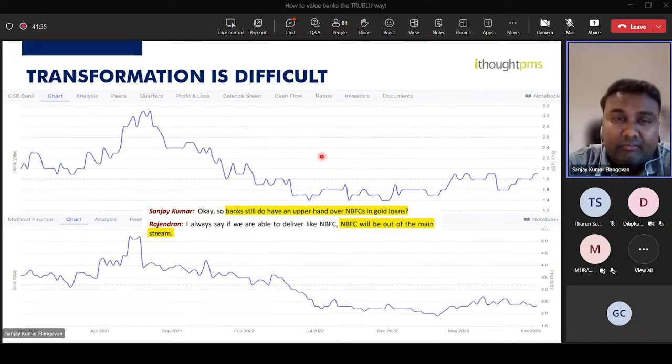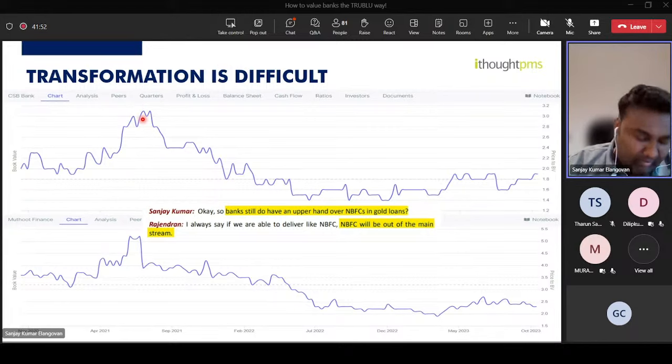The second factor was transformation. Transformation is difficult. On the top is CSB Bank, where Fairfax took over CSB Bank and they put it on a transformation journey. At one point, CSB Bank was trading at 3 times price to book. Around that time, they were trying to disrupt the gold loan market, where Muthoot and Manappuram were the leaders.